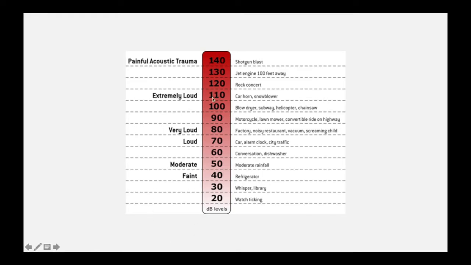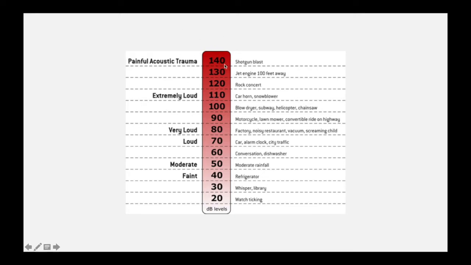You can see that the human range of hearing is really this. We can hear not a whole lot below 10 or 20 decibels. Call a car horn extremely loud, and then at some point the sound gets so loud that it can actually cause trauma. It can cause pain, and it can damage your ear. I think you guys know that.